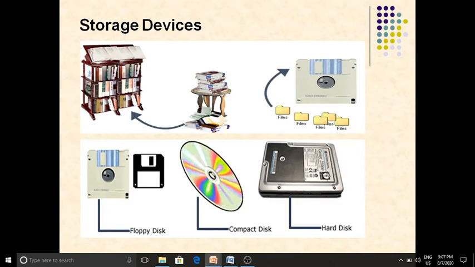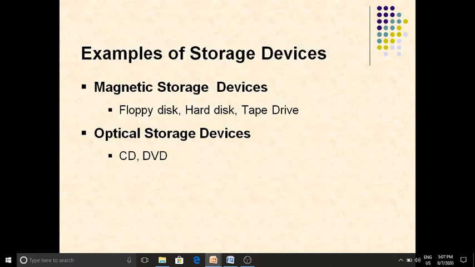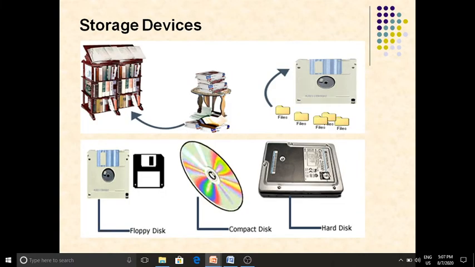Now, storage devices. In this slide you can see pictures of different storage devices. Just as books are stored in a rack, in the same way files and folders will be stored in the floppy. This is a floppy disk, this is a CD, compact disk, and this is a hard disk. These are some of the pictures of storage devices you can see in this slide.